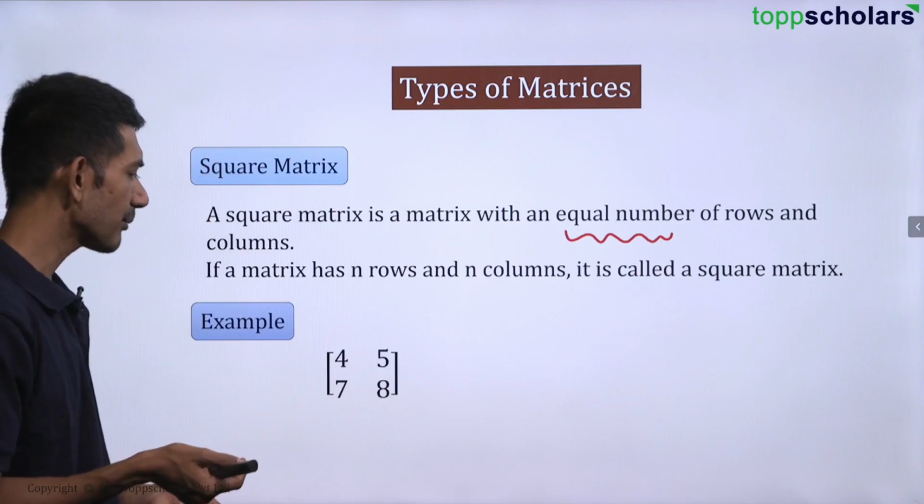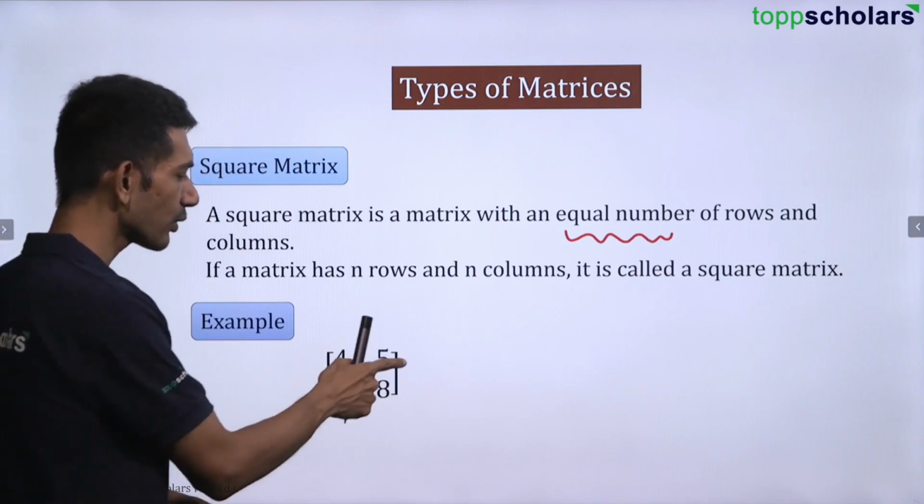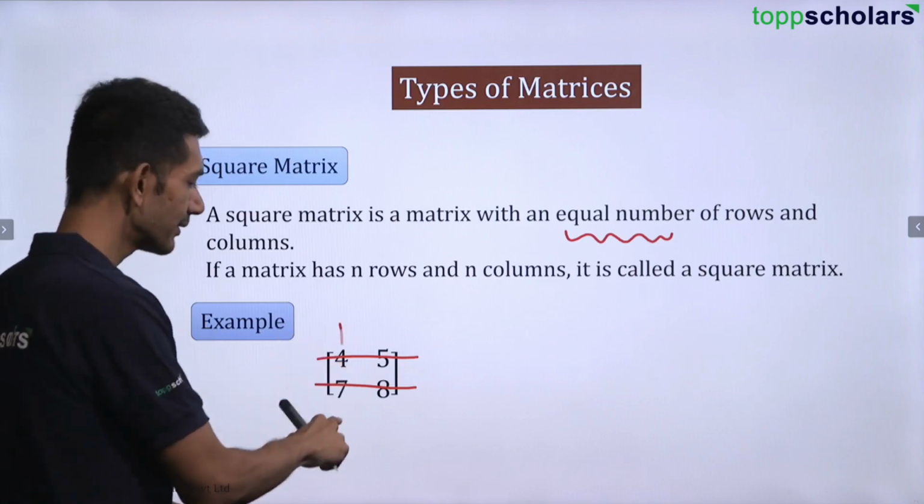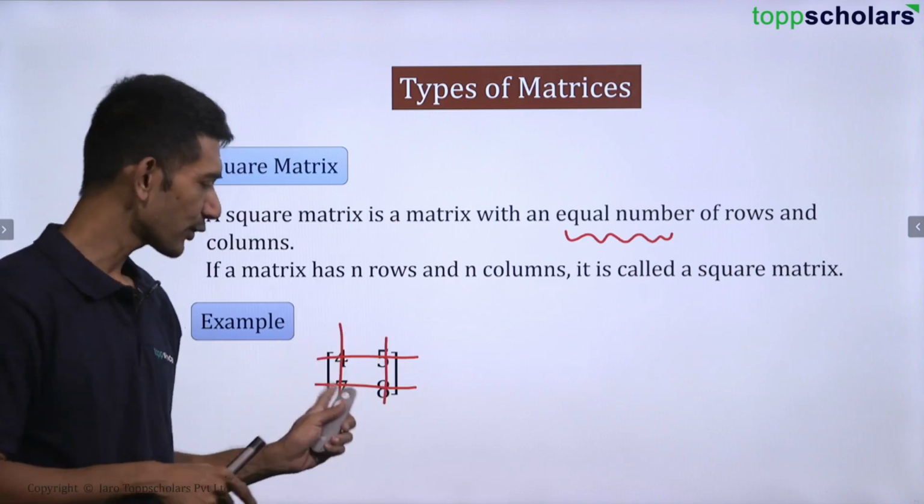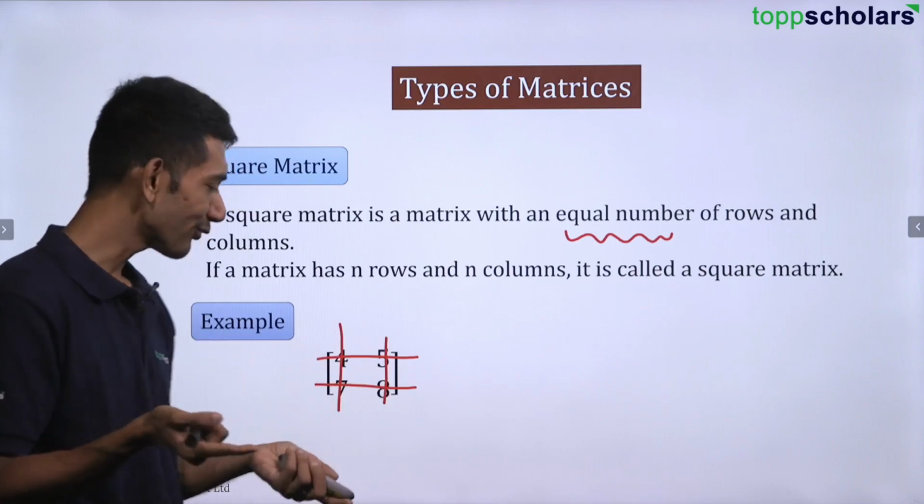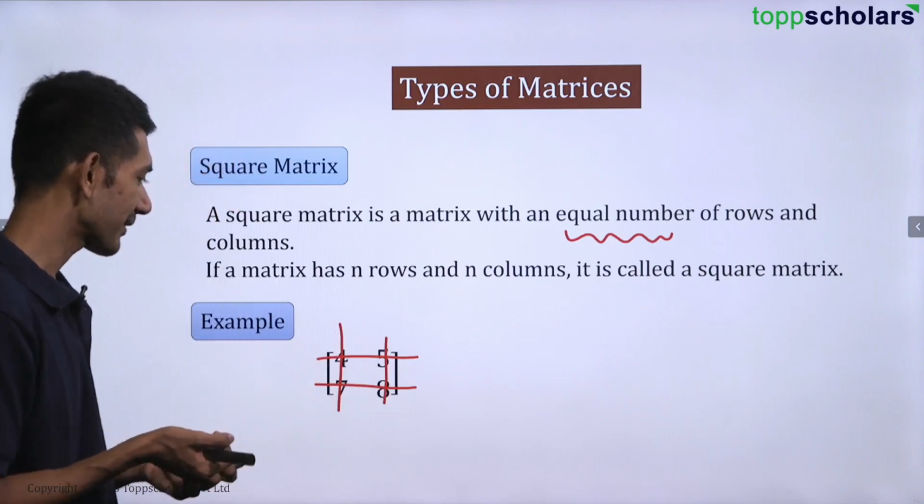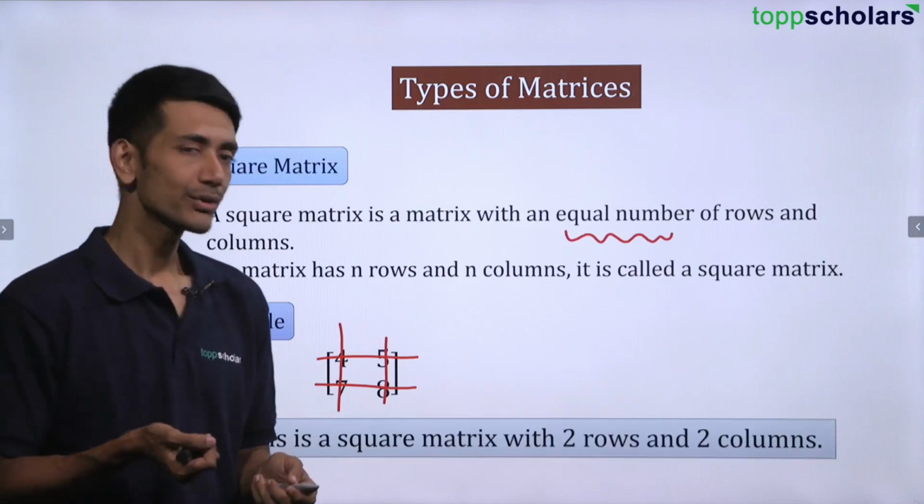So here is the example, 4, 5, 7, 8. How many rows are there? R1, R2, 2 rows. How many columns are there? C1, C2. This is just for your understanding. You don't have to actually strike it off. So that is 2 rows, 2 columns. So we can say that this is a square matrix, right? With 2 rows and 2 columns.